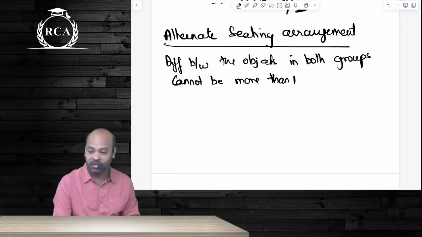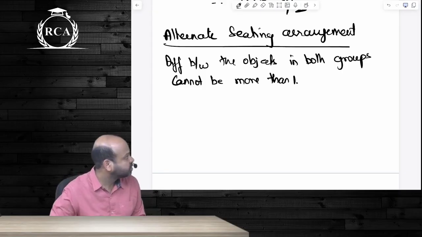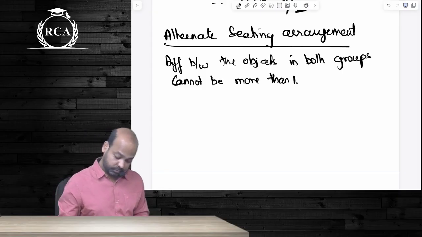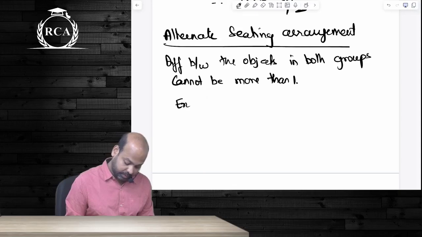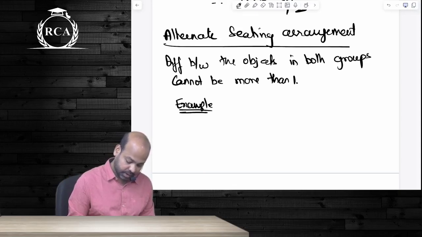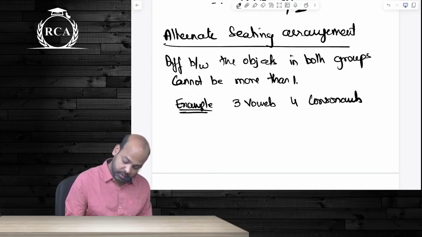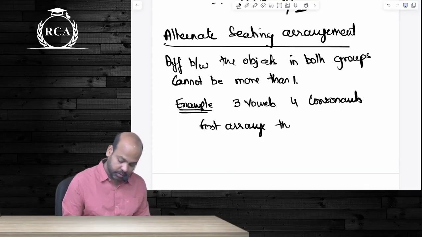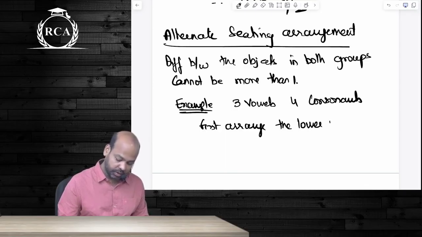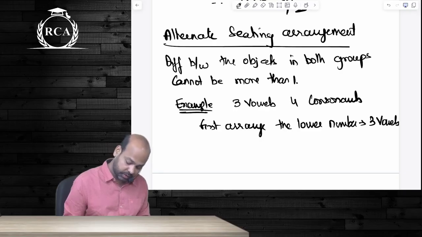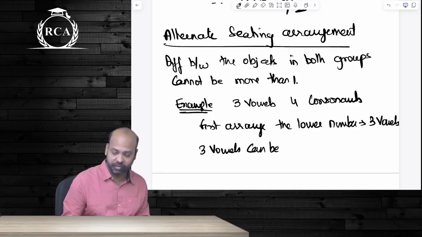Cannot be more than 1. So for this beta, example, say for example you have 3 vowels and 4 consonants. What will I do, guys? First arrange the lower group. Which is the lower number, beta? First arrange the lower number beta, that is 3 vowels. 3 vowels can be arranged in how many ways? 3 vowels can be arranged in 3 factorial ways.